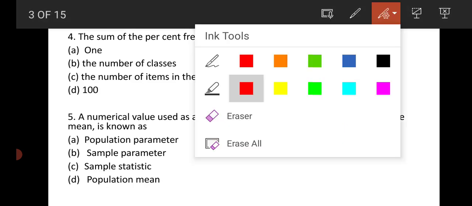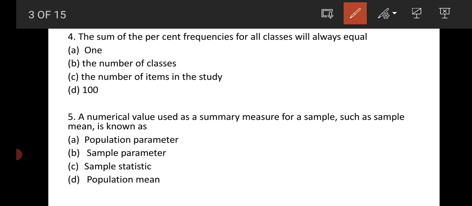Fourth question, the sum of the percent frequencies for all classes will always equal to. The answer is 100. They are asking the sum of all the percent frequencies of all the classes. If we include all the classes, then it includes all the frequencies, so the answer will be 100.